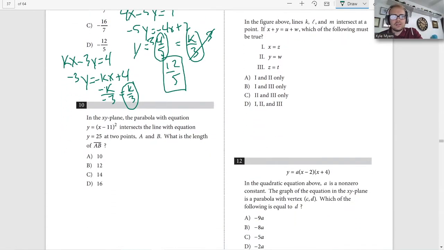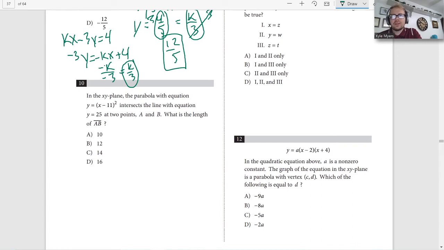All right, number 10. XY plane parabola with equation, blah, blah, blah, intersects line between 2 points. What is the length of AB? Okay, so if it intersects, that's a solution. That's a solution if it intersects. Now, this is not a system of 2 linear equations, but it's still a system of equations. So the best way to solve it would be graphing if you could graph on a graphing calculator, but this is non-calculator. So the best way to solve it would be substitution.